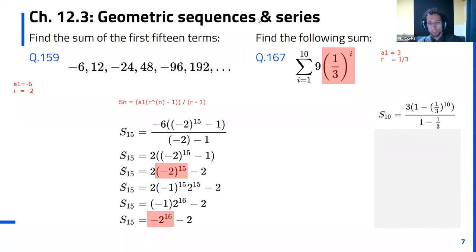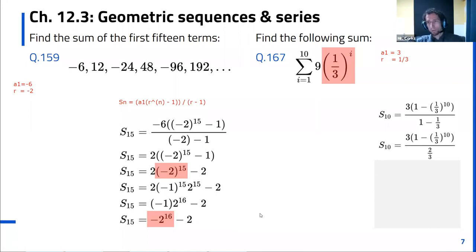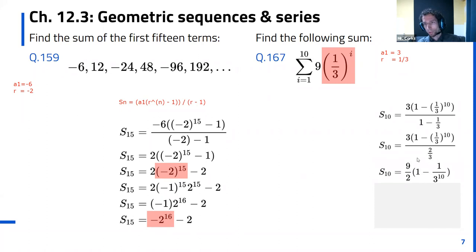Okay. If we are going to simplify this, 1 minus 1/3 on the bottom simplifies to 2/3. A few things we could do here. Let's get rid of the fraction on the bottom. Multiply everything by 3/2, which gives us this: 9/2 on the outside, and on the inside we've also simplified our exponent, 1/3 to the exponent 10. All right. If we were, again, trying to simplify this without our calculators, what would you want to do at this stage?